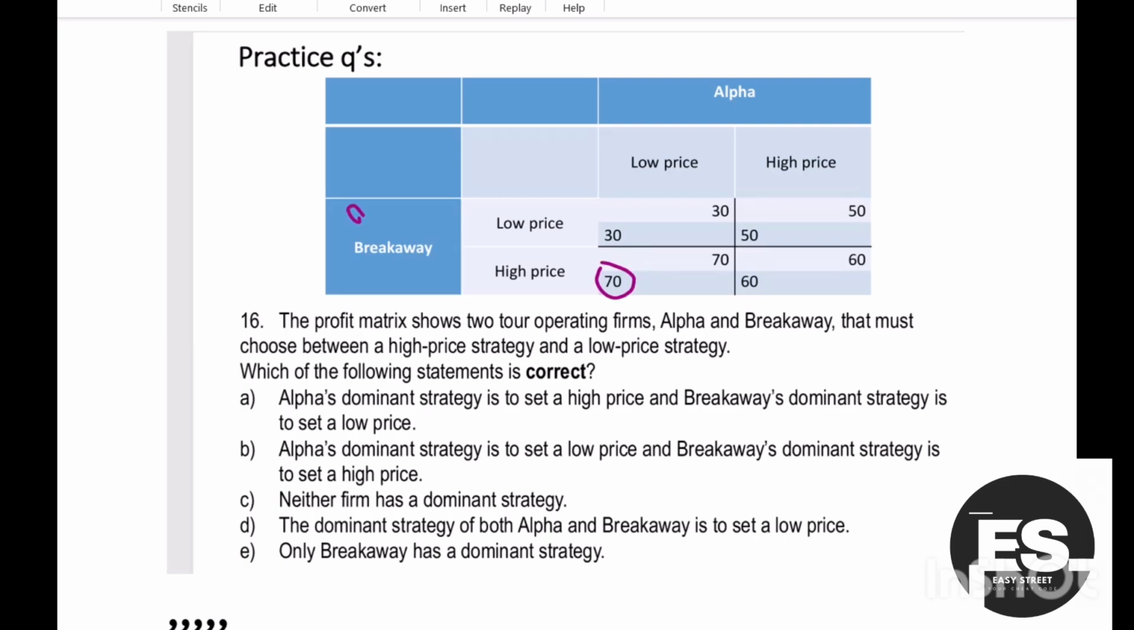Okay. Now then, if alpha chooses a high price, the second action, what will breakaway do? They can either go 50 or they can go 60. They will choose to maximize profit, and they're going to choose 60. Boom. What happened? We now have a dominant strategy at a high price for alpha. That's a dominant strategy.